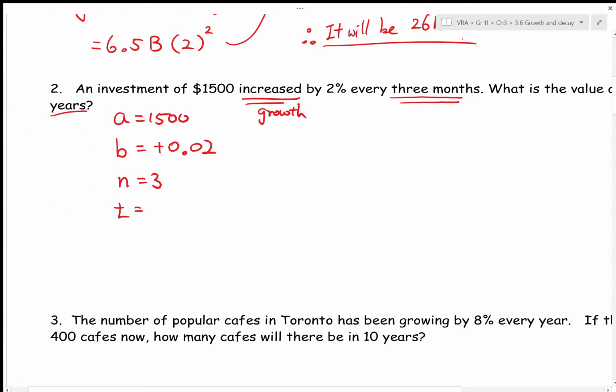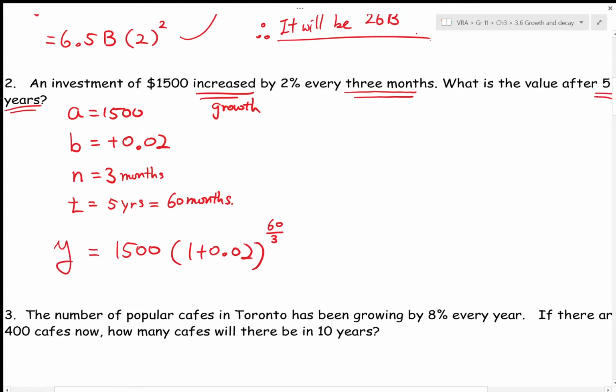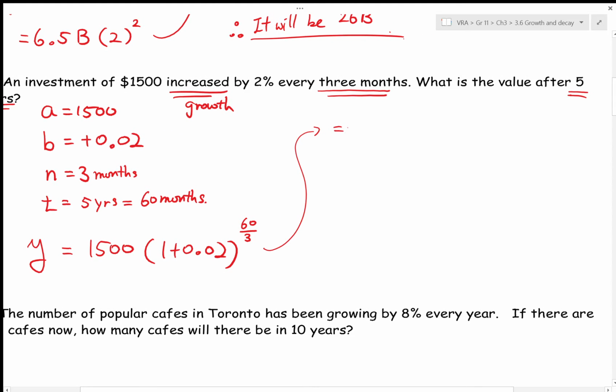But it's not in months, so we have to convert that. So this is in months. I'll just put it. Now this is 5 years, which is 60 months. Then you're looking for the y, the final value. So all you have to do is just plug the numbers in. So 1500 times (1 plus 0.02) to the power of t over n, with t as 60 and n as 3. Now this becomes 1500 times 1.02 to the power of 20.